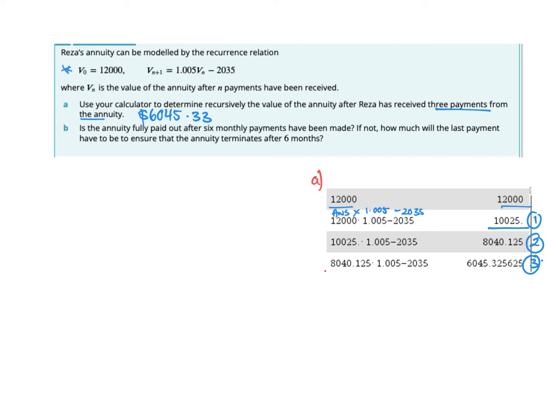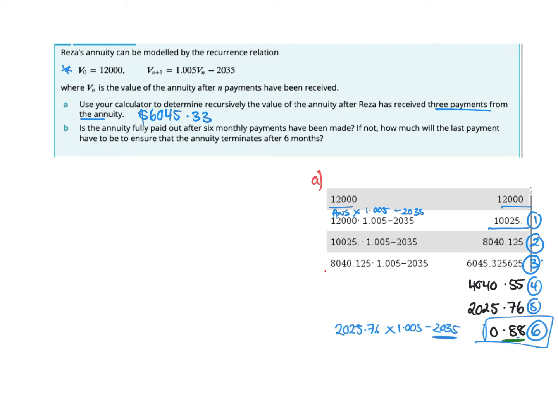Okay, so we went on with this and we went to do the next 2 payments. So we got, this was the 4th one, then we had 2025.76, that was the 5th one, and then the last one we saw 0.88. So we can see when we're working out, so 4, 5, 6, we've still got 88 cents left. So for this part B, it says is the annuity fully paid off? If not, how much? So it's no, not paid off.